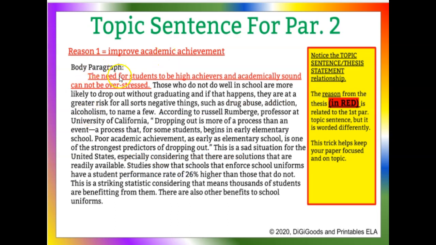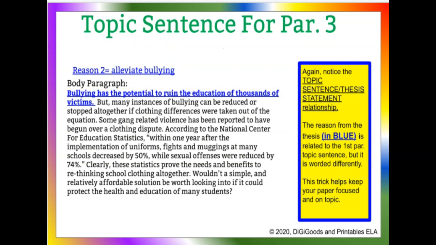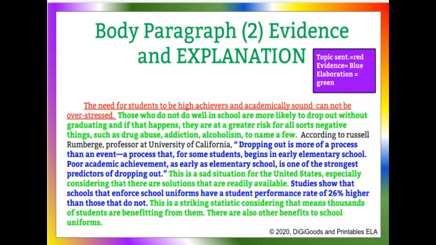So here's the topic sentence for body paragraph 1 that goes with my first reason. Here's my topic sentence for body paragraph 2 that goes along with my second reason in blue. So here is body paragraph 2 all broken down. These are not necessarily the colors that you used, but let's look at them. In this sample, the topic sentence is red, and the evidence is blue, and the elaboration is green.